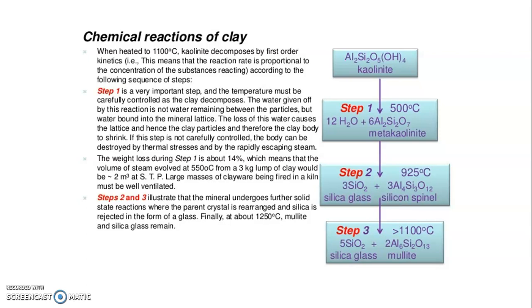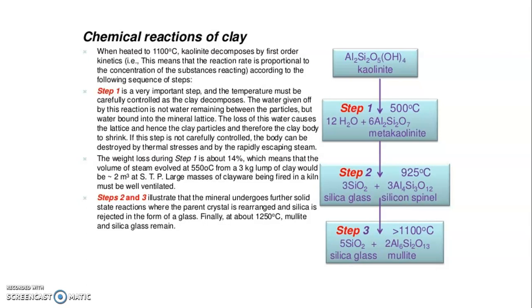After that, what will happen? According to this, the following sequences will be taken. Step one is a very important step. The temperature must be carefully controlled as the clay decomposes. The water given out by this reaction is not water remaining between the particles but water bound onto the mineral lattice. The loss of this water causes the lattice to collapse and ends the clay particles, and therefore the clay body, to shrink.